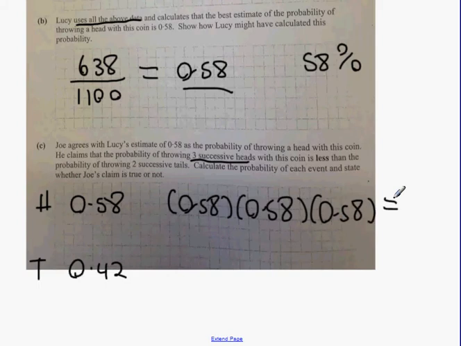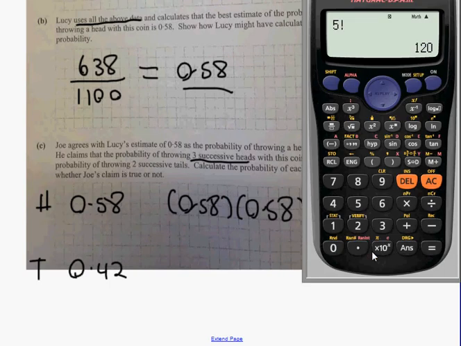It always has to be between 0 and 1. If you've gone over 1, you've done it wrong. So what do we get when you multiply 0.58 by itself 3 times? Somebody has it. I know somebody in the class did it. 1.74. No, you added them. 0.195.